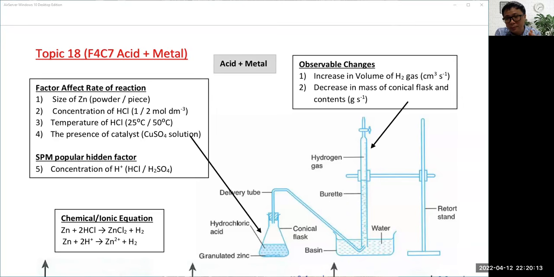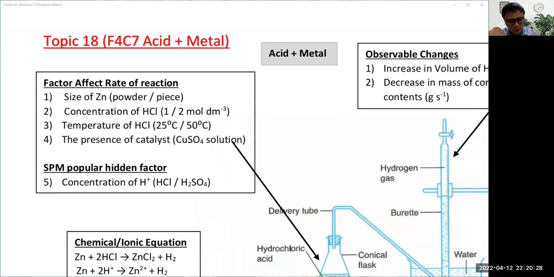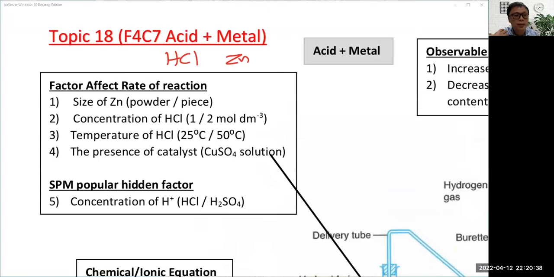If you look at rate of reaction past year questions, over the past 20 years, you realize that acid plus metal is the one that most frequently comes up. Why does this happen? Because acid plus metal has many potential factors they can ask in the exam. For example, let's say the metal is zinc and the acid is HCl.